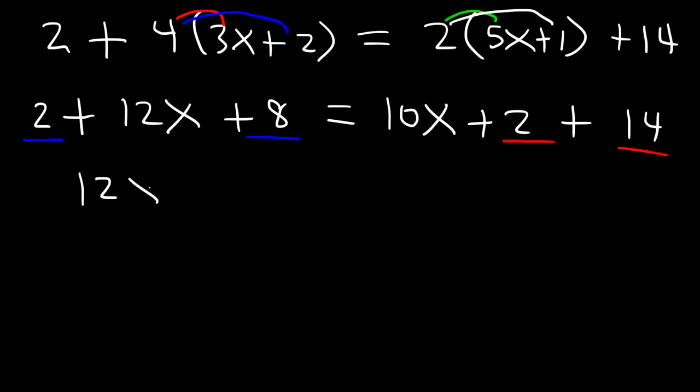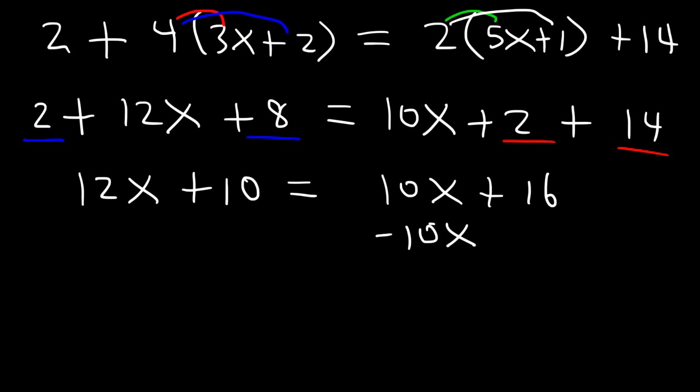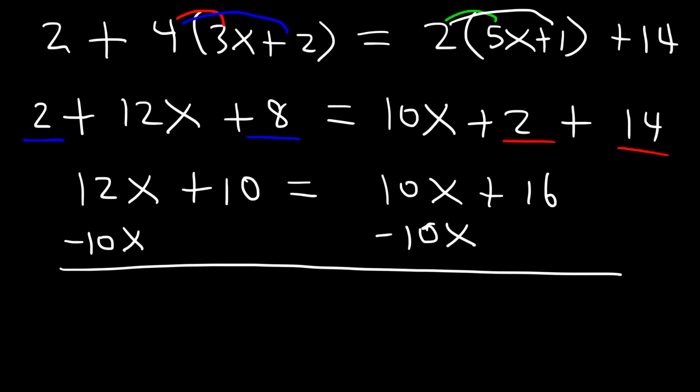Now 2 plus 8 adds up to 10. And 2 plus 14 is 16. So now let's isolate the x variables. Let's subtract both sides by 10x. So doing this will give us an x variable only on the left side. And let's subtract both sides by 10 so that we're going to have a constant number on the right side. 12x minus 10x is 2x. 16 minus 10 is 6.